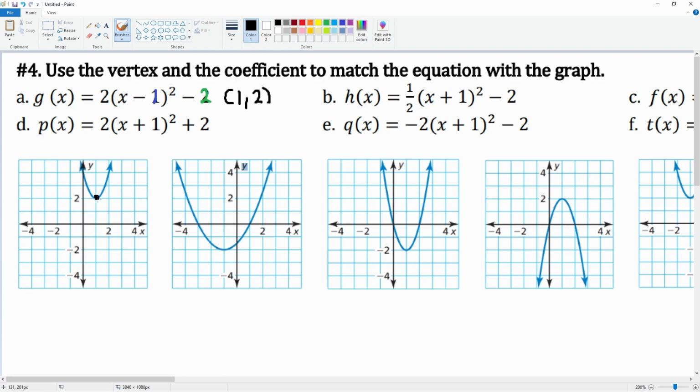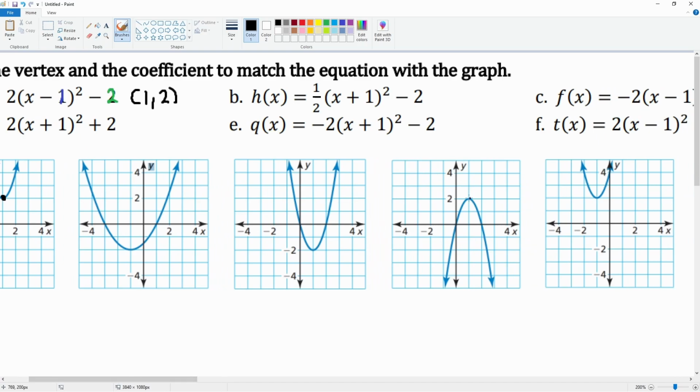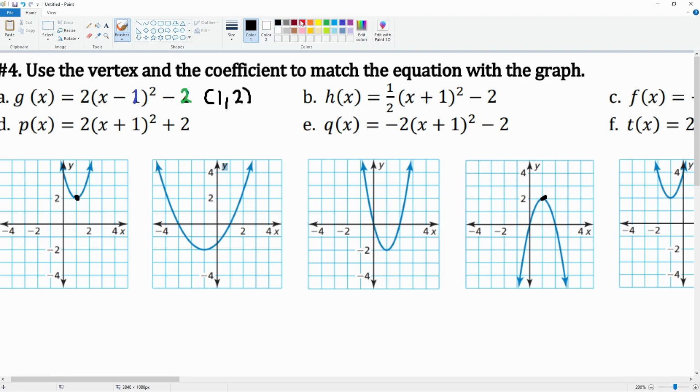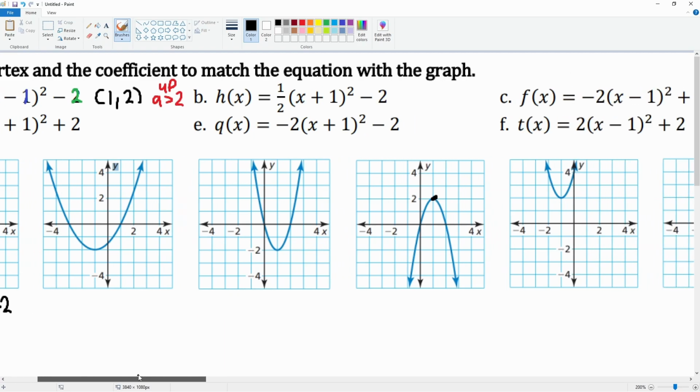This looks like it is 1 comma 2. Anything else has 1 comma 2? This also has 1 comma 2 as well. So now we want to look at the a value. The a value here is 2, so it's going to open up. So that would be this answer here. This would be the value for a. It would be g of x is equal to 2 times (x minus 1) squared minus 2. That would be for that one.